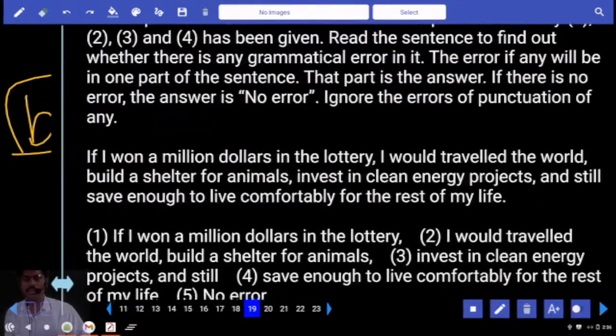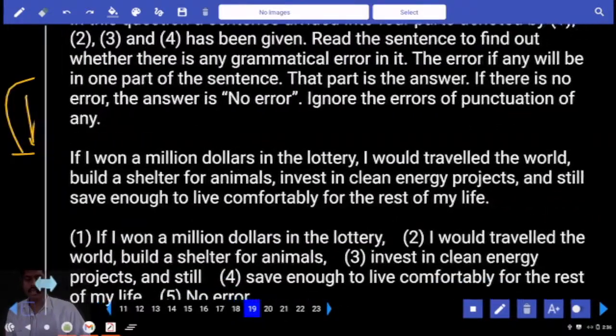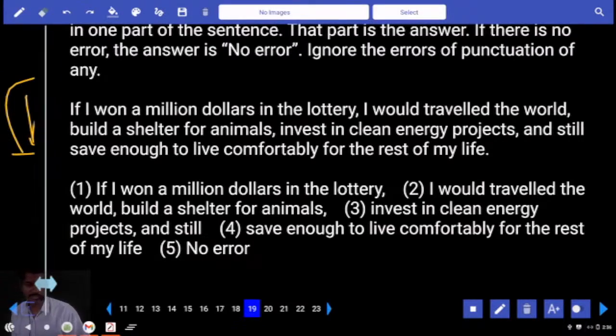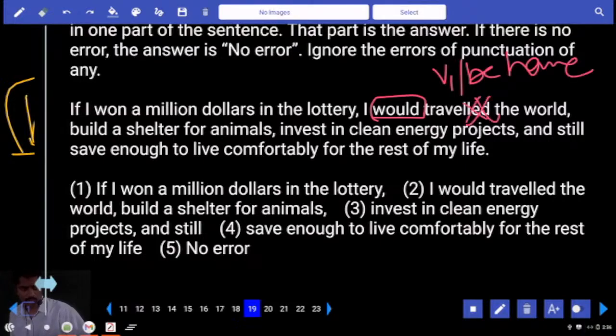Which part does the grammatical error contain? If I won $1 million in the lottery, I would travel the world, build a shelter for animals. Just now I have told you whenever a modal verb comes, will, would, can, could, shall, should, only V1 or be or have. Would traveled wrong, only would travel. I would travel the world.